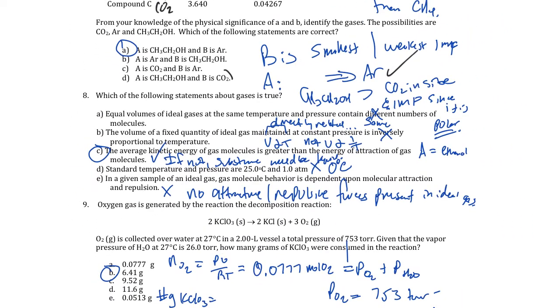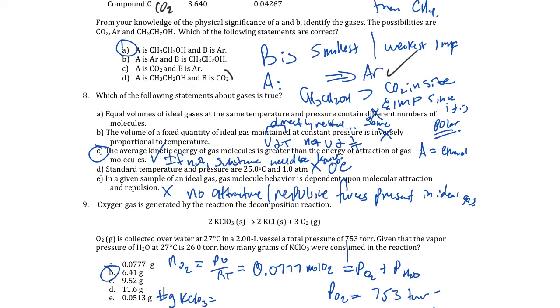Number 8 looks at which statement about gases is true. Statement A: equal volumes of ideal gas at the same temperature and pressure contain different numbers of molecules. But ideal gases of equal volumes contain the same number of particles, so A is incorrect.